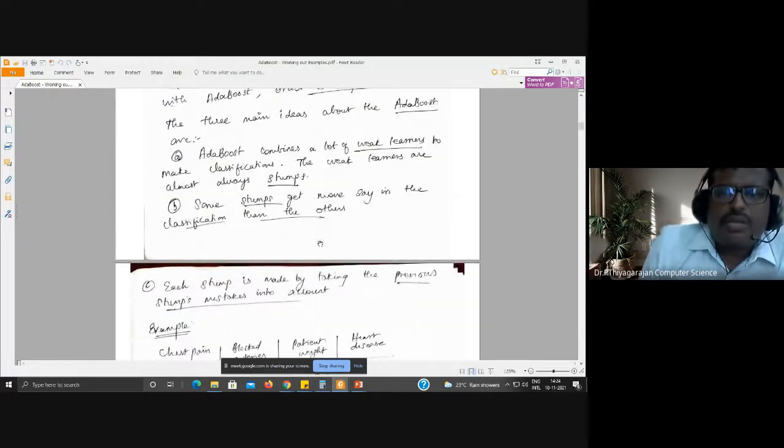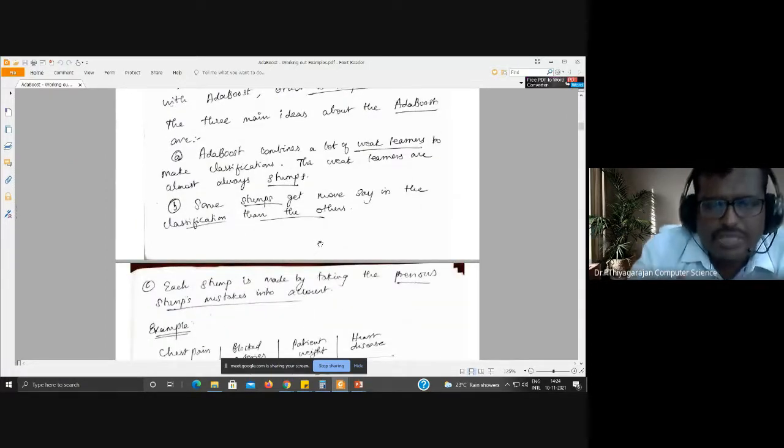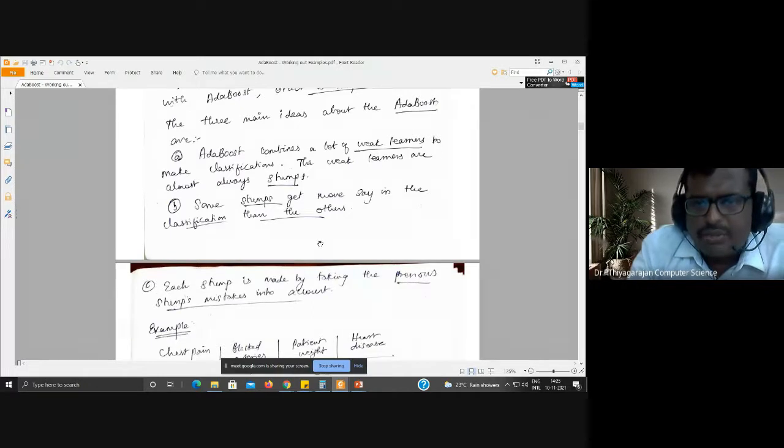There are 3 main ideas about AdaBoost. The first notable point is that AdaBoost combines a lot of weak learners to make the classification. These weak learners are always known as stumps. The main point, as I said, is that it works on the misclassified data. That's why they are called weak learners. The second idea is that some stumps get more say in the classification than others.